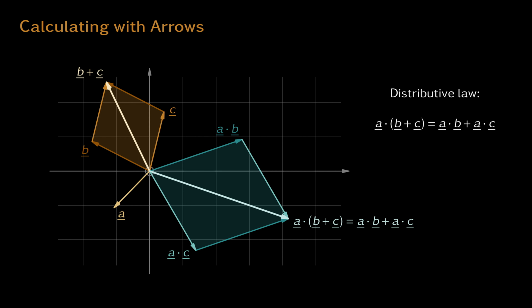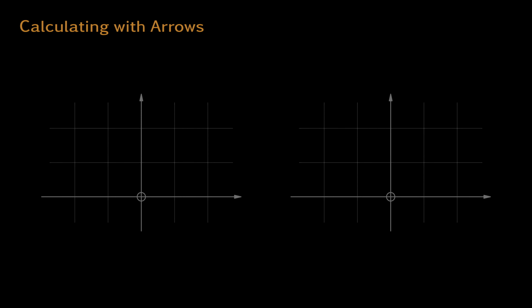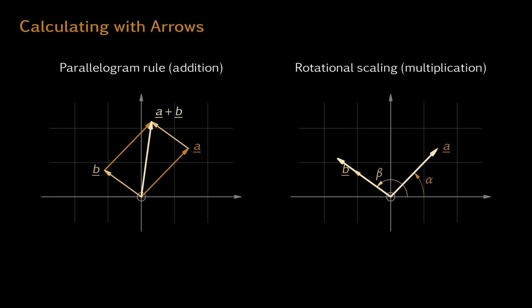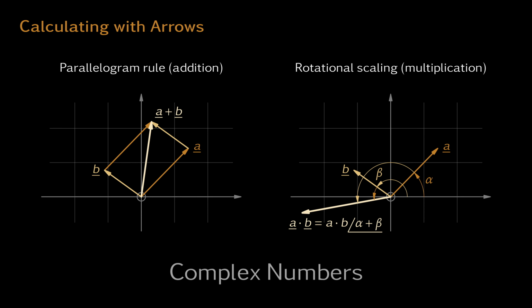So we have the set of all arrows in the plane starting from the origin, and we have two constructions with nice properties operating on this set. Namely, the parallelogram rule, which is similar to the addition of real numbers, and the rotational scaling, which is similar to the multiplication of real numbers. Under these two operations, our arrows behave like a kind of numbers, therefore it is appropriate to call them numbers, the complex numbers. Apart from behaving similarly, is there a more direct connection between real and complex numbers?